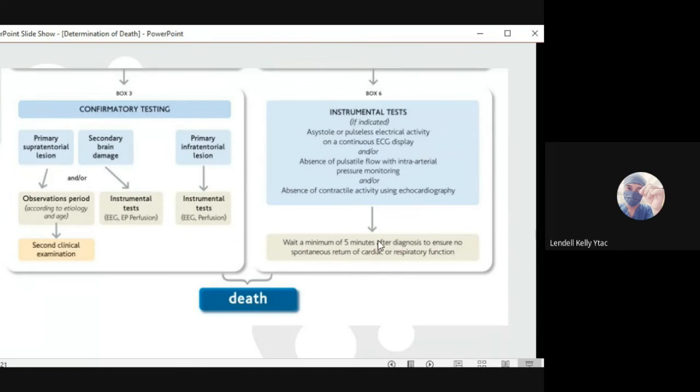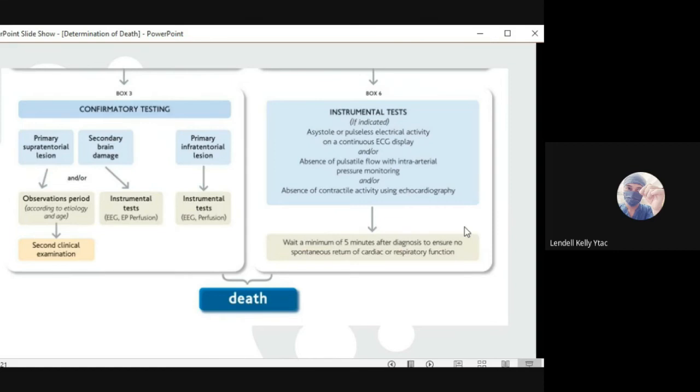So, most likely, ginagawa nila is, nagwe-wait pa sila a minimum of 5 minutes after diagnosis to ensure the spontaneous return of cardiac or respiratory function. Kasi may nangyari dyan, guys, no? Pag declare na patay yung pasyente, after 5 minutes, automatically, on its own, na-revive yung patient. So, that's why yung iba, nagwe-wait talaga sila ng 5 minutes.